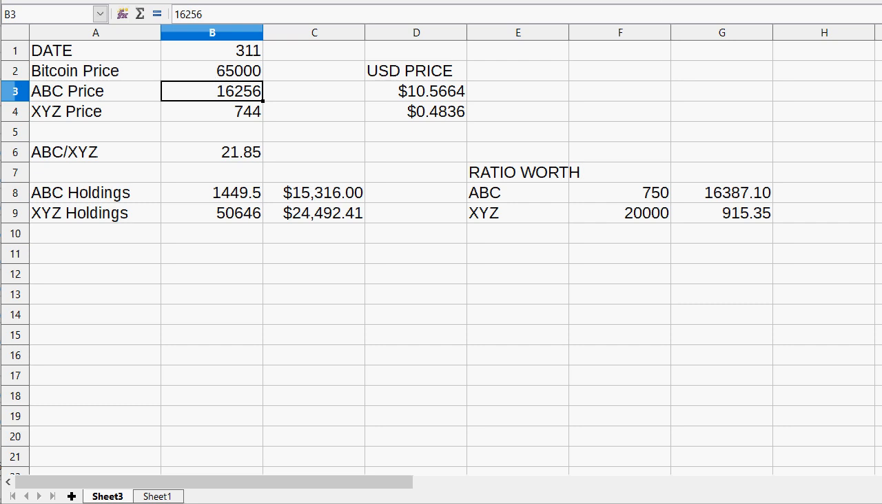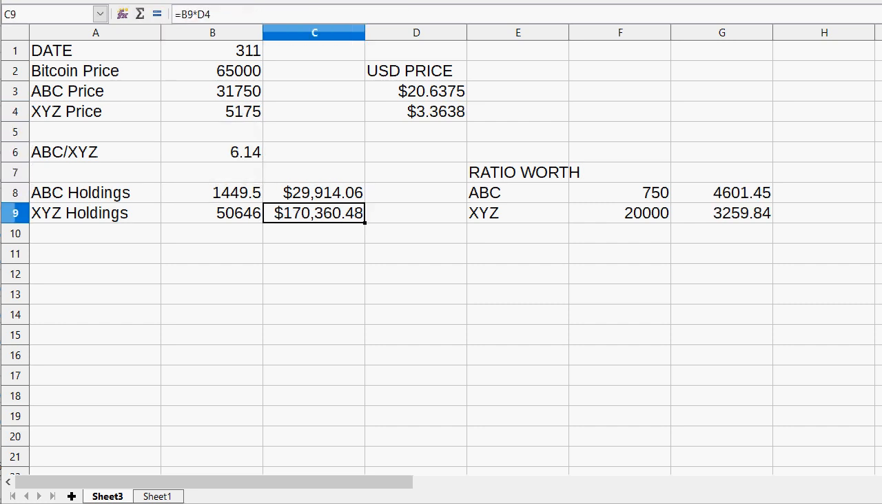And let's just assume it's the XYZ that really goes crazy. This one ends up going up, say, to 31,750. And having coins go up like 2x, 4x back in 2017, that was like, oh, not bad. And let's just say this goes up to 5,175. You would come in and see you'd have $170,000 worth of one coin. You'd have 29,000 worth of another. You'd have a ratio that was at 614.